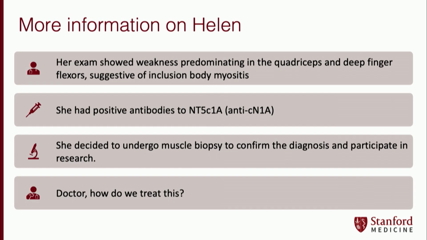So we go through the same process as we did for the prior case. When we look at her story, her exam showed weakness predominating in the quadriceps and the deep finger flexors, which is a typical pattern for inclusion body myositis. She had positive antibodies to anti-5C1A, or anti-CN1A, which is also associated with this disease. She decided to undergo a muscle biopsy to confirm the diagnosis and because she's interested in research. And so she asks, "Doctor, how do we treat this?"